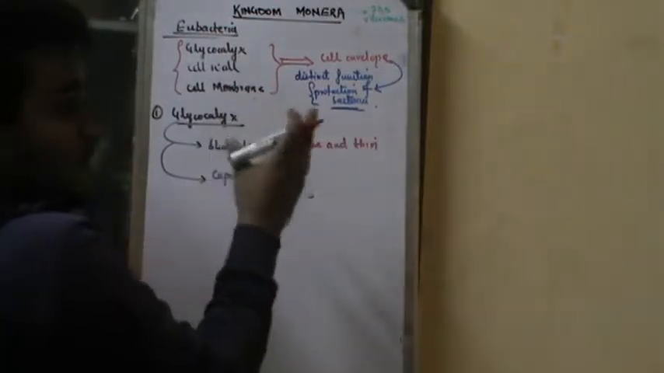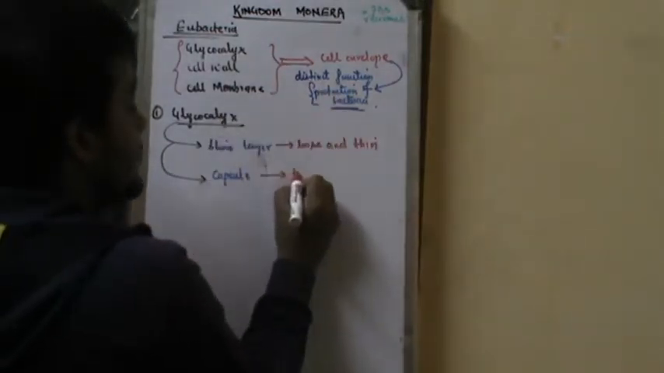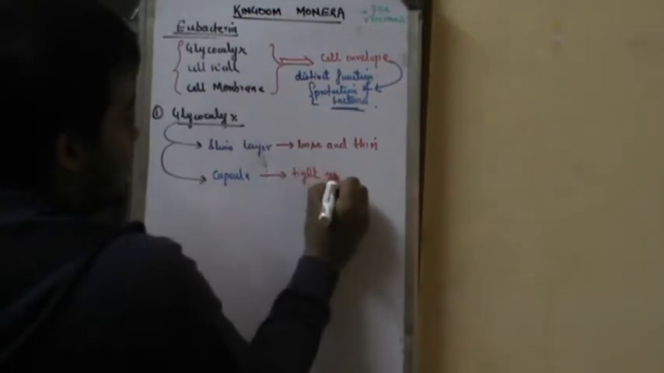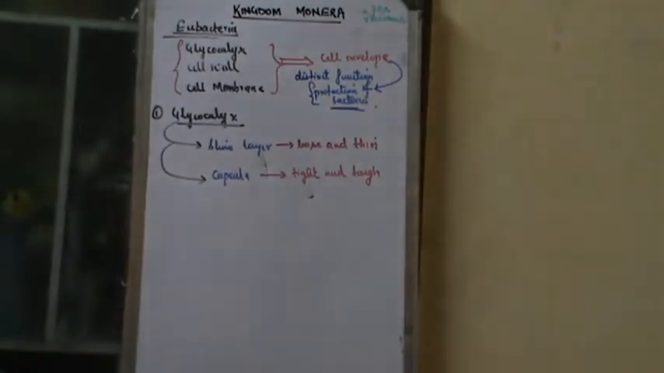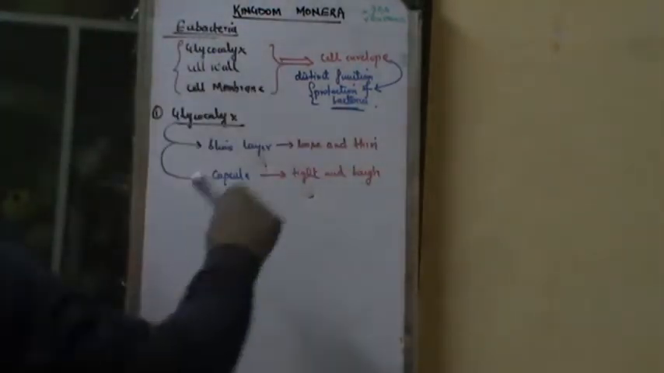Glycocalyx capsule is something which is hard. It is going to be tight and tough. Glycocalyx slime layer is loose and thin. Glycocalyx capsule is going to be tight as well as tough. Why does this happen? This was an AIIMS assertion and reasoning question.